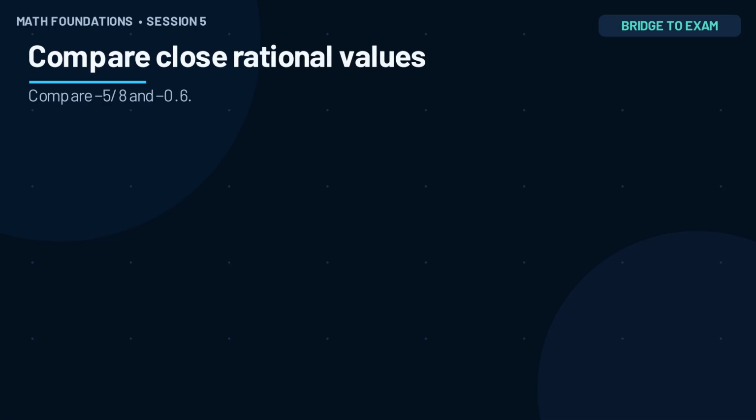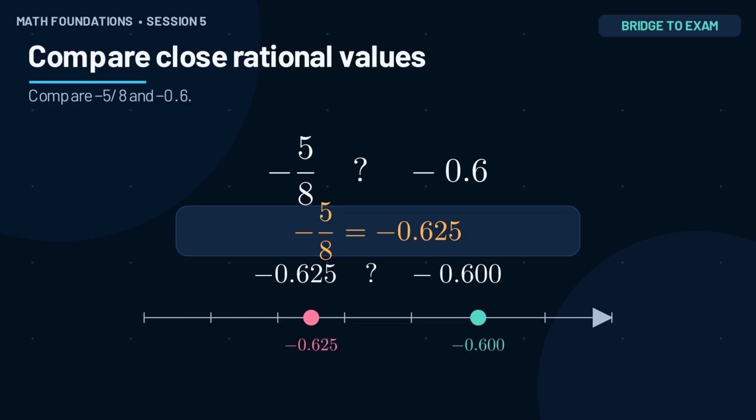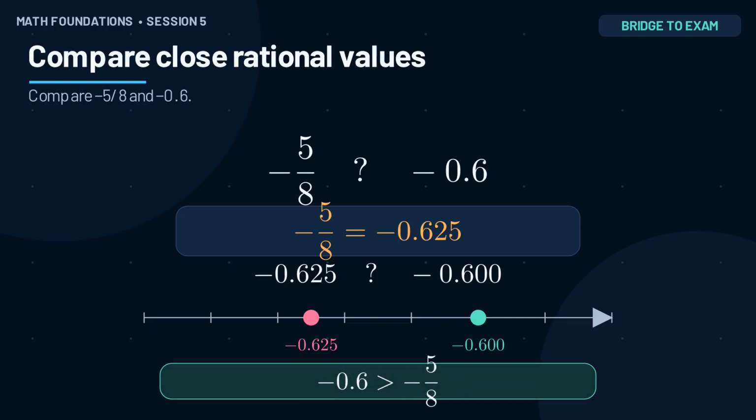Compare negative 5/8 and negative 0.6. Step 1. Convert 5/8 to a decimal. 5 divided by 8 equals 0.625, so negative 5/8 is negative 0.625. Step 2. Compare negative 0.625 with negative 0.600. Step 3. The value closer to 0 is farther right. Negative 0.6 is greater, while negative 5/8 lies slightly farther left.